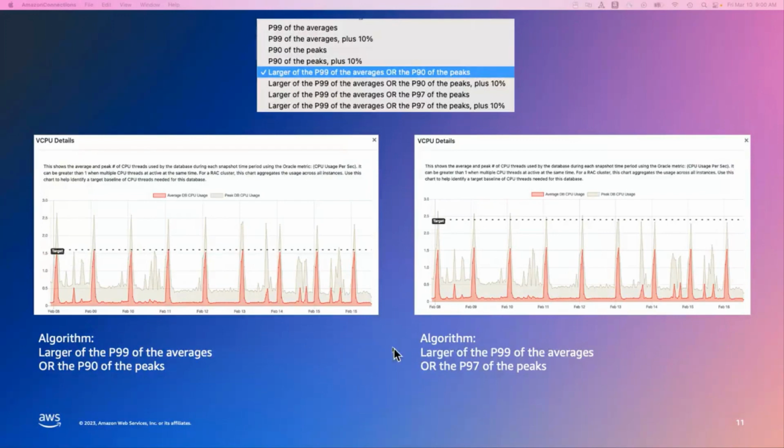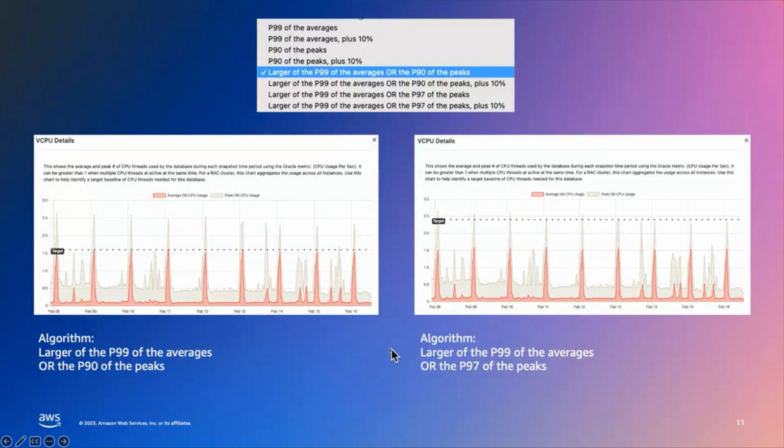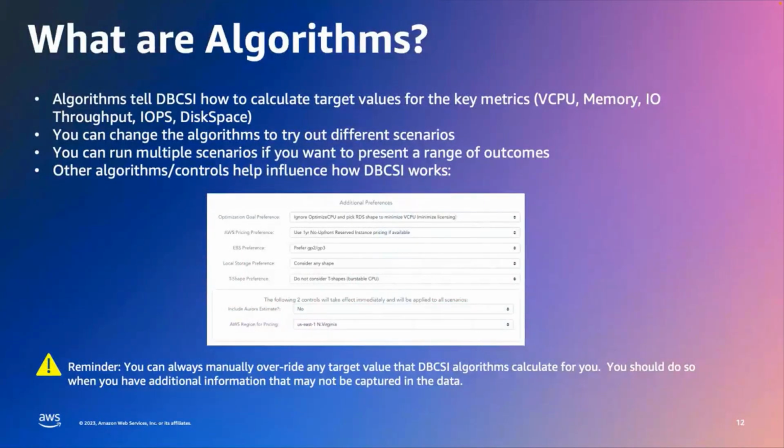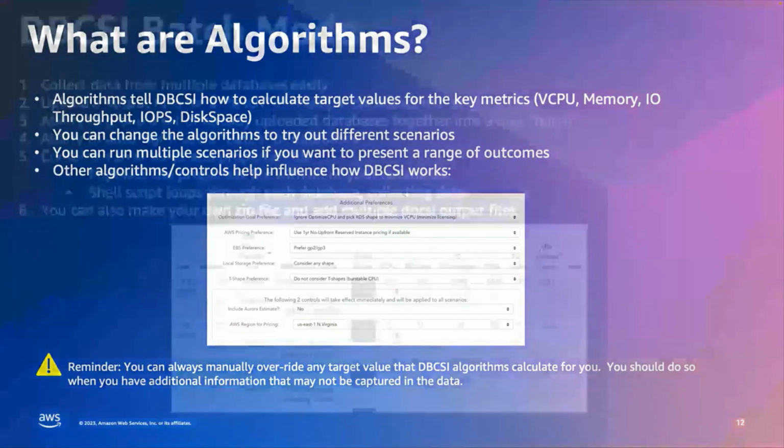On the right, the algorithm is switched to the larger of the P99 of the averages or the P97 of the peaks. And with this tweak to the algorithm, the target value actually became different. In this case, it worked out to 2.4 vCPUs. Again, you have the flexibility in DBCSI to choose the algorithms that make sense for your particular customer and situation. And by the way, you can manually override any of these algorithms and enter your own target values for these 5 key sizing dimensions.